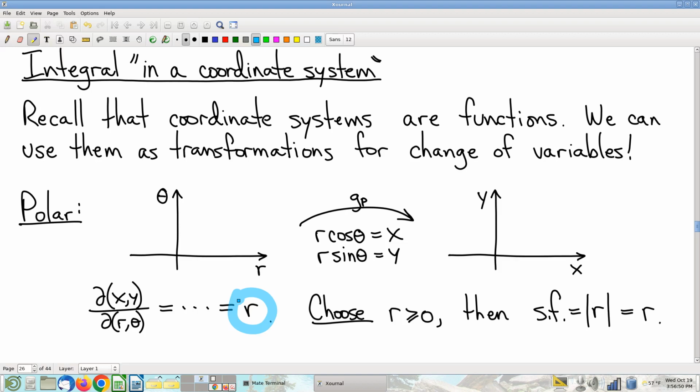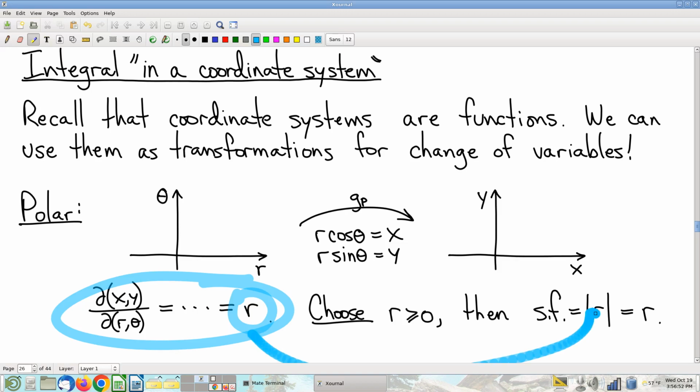So that means your stretching factor, which of course is the absolute value of the Jacobian determinant, is the absolute value of r. Everybody with me? Again, details to be filled in by y'all later. Okay, bad news though: it's got absolute values in it. We don't like absolute values. We would like, if possible, to find a way to get rid of them.